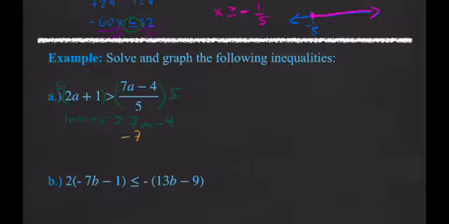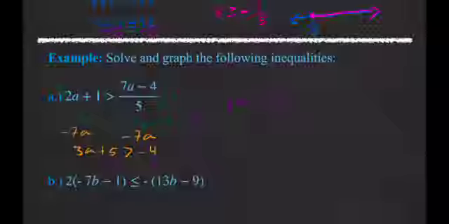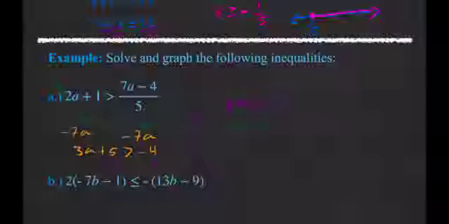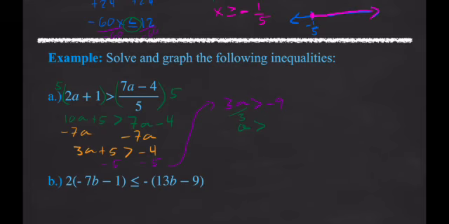So we're going to move the 7a to the other side, minus 7a on both sides. So we have 3a plus 5 bigger than negative 4, minus 5 on both sides because the opposite of a plus is a minus. So we end up with 3a bigger than negative 9. Divide by 3. Notice that 3 is not negative. If that was a negative, we would have to flip the inequality. It's not negative, so the inequality stays the same. So this is going to be a is bigger than, dividing by 3, negative 3.